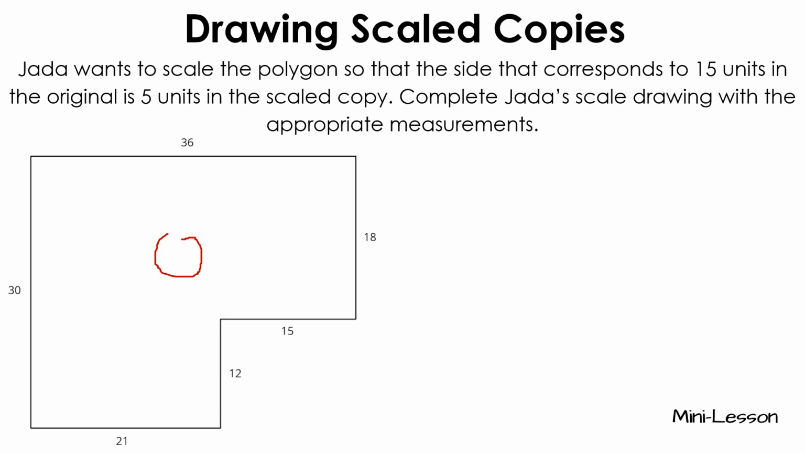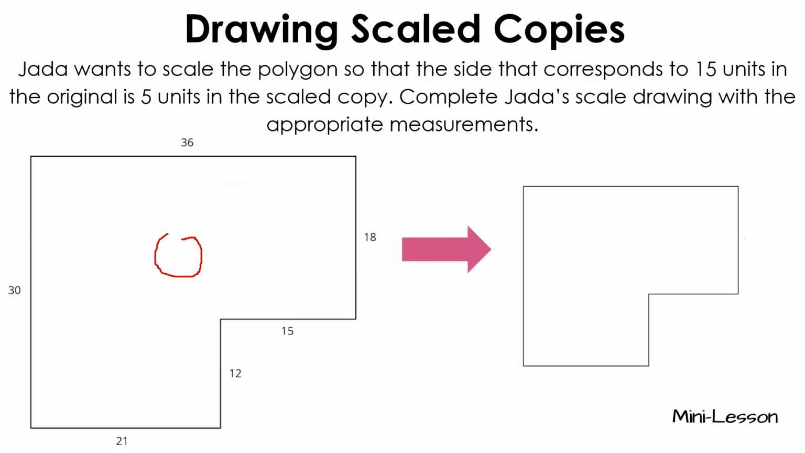Let's complete Jada's drawing with the approximate measurements. And this is our copy. Good job, Jada. So 15 must correspond with 5 units in the scale copy. So this is 5. Because the equation is copy over original, and the copy will always be on this side. The copy will always be here, and the original will always be here.